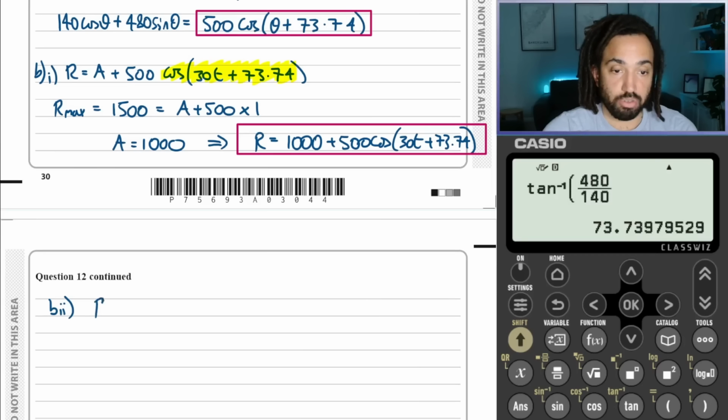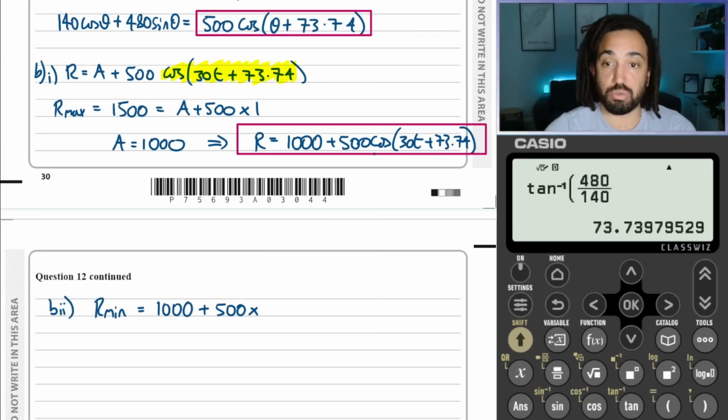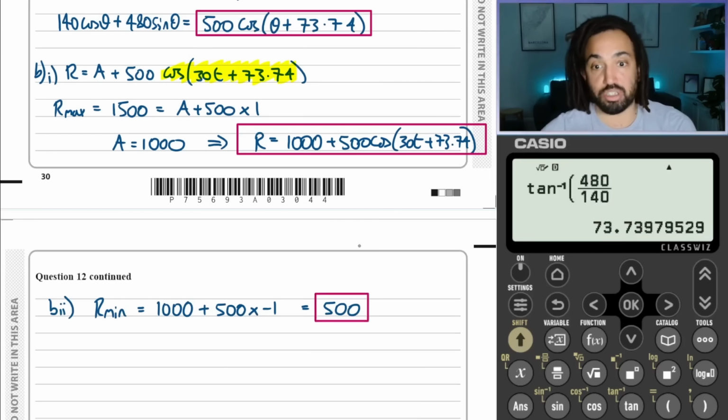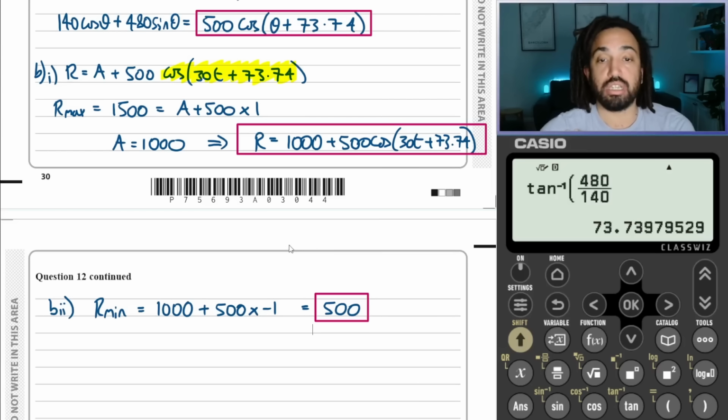So if we are looking for our minimum, then using this equation here, it will be 1000 plus 500 times by the smallest that the yellow cos function can be, which is -1. So this is clearly going to give us just 500. And we don't need to put the units in there because it does just say the number of rabbits, of which 500 is the number of rabbits.